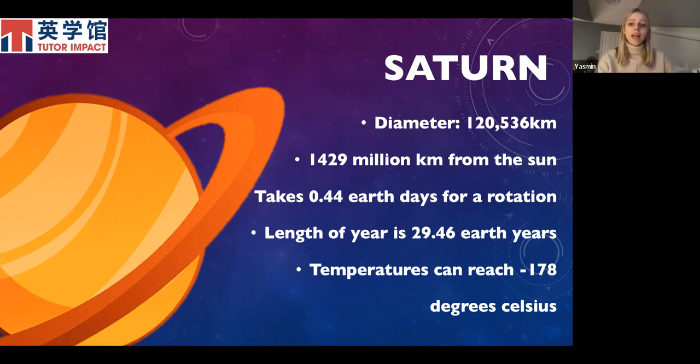Again, the length of the year is a lot more than Earth because it's further away, and it takes 29 Earth years to get around the sun. So again, much longer than on Earth. And because we're obviously moving much further away from the sun, the planet itself is much colder because the planets get their heat from the sun. So temperatures can reach minus 178 degrees Celsius. So it's much, much, much colder than on Earth.